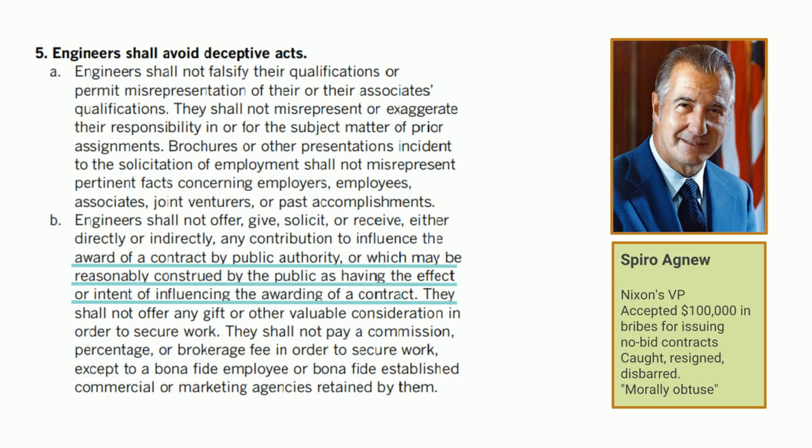He was caught, and when he was caught, he resigned from office. He was a lawyer. I don't think he was an engineer; I think he was a politician, but he had a law degree, and he was disbarred as a result of this scandal. The judge who disbarred him called him morally obtuse. It's a good example of no-bid contracts. It's a good example of the ethical violations that result from conflicts of interest, especially with state employees or government employees.